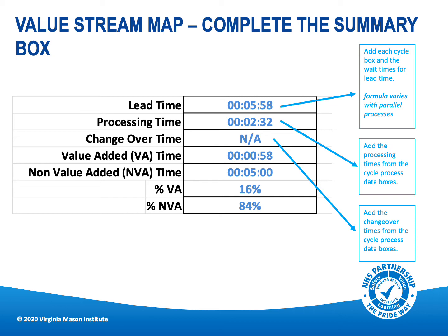Here you will add together the individual value-added times. The total of these value-added times, subtracted from the overall lead time, will give you the total non-value added time. We can see here that 58 seconds were value added. So out of a total of 5 minutes and 58 seconds, this means 5 minutes were not considered value added time. You can then calculate the percentages.